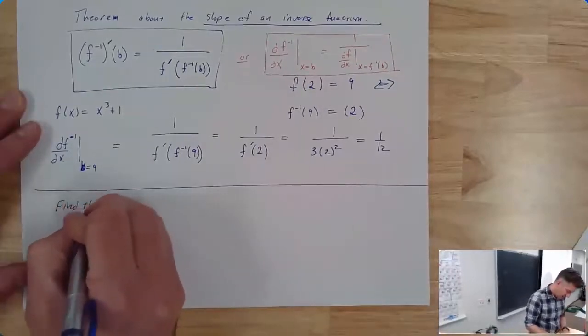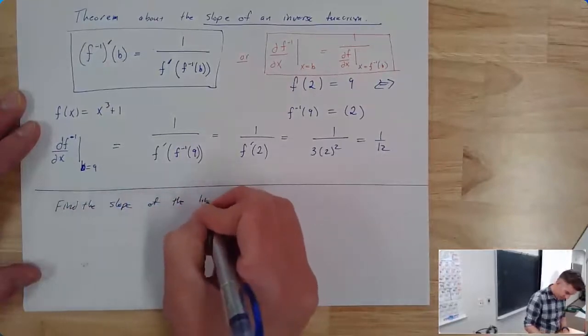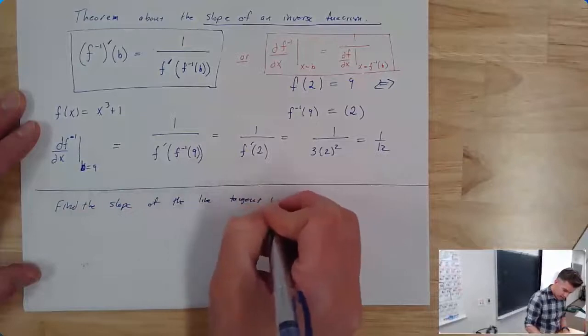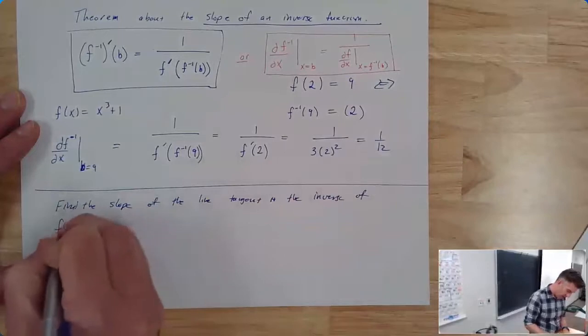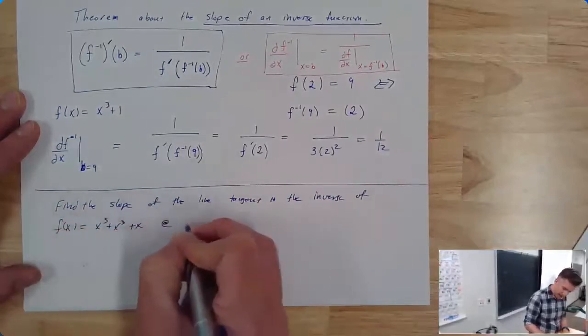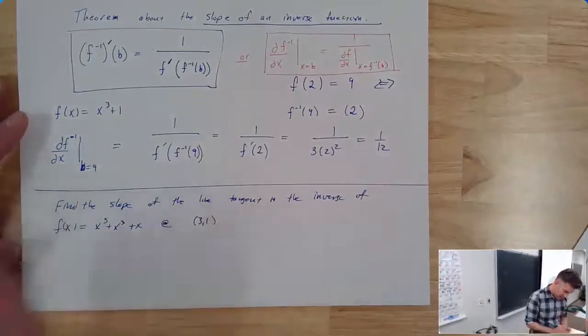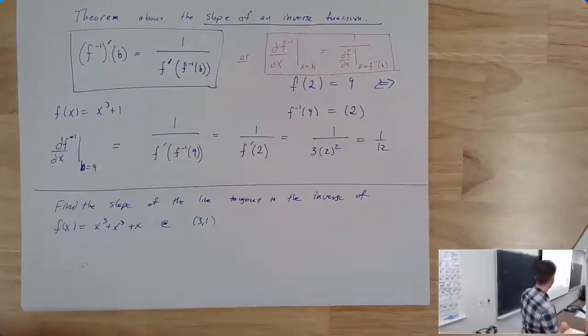Find the slope of the line tangent to the inverse of f of x equal to x to the fifth plus x cubed plus x at 3, 1. Now, the point of this question is to make it so you cannot actually find the inverse function. This function is invertible, and I know it's invertible because I know it's increasing. As x gets bigger from left to right, the outputs get bigger from left to right.